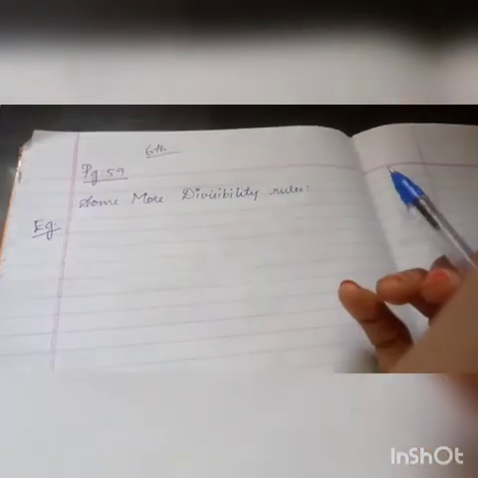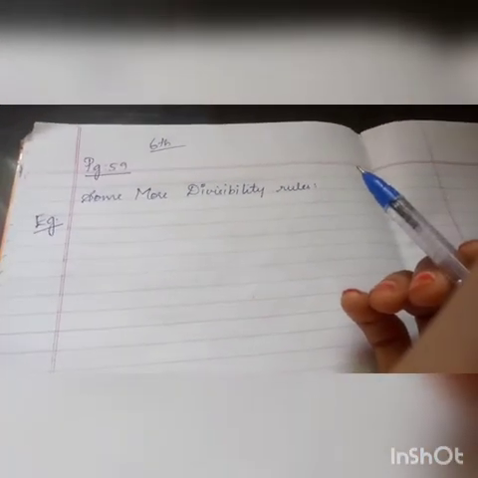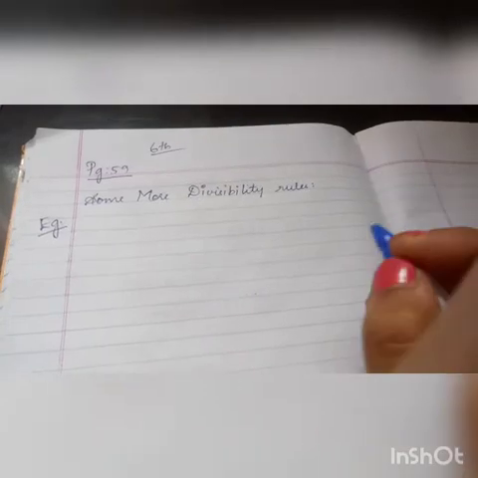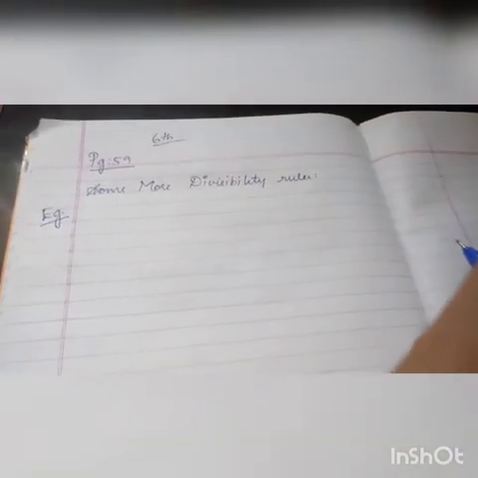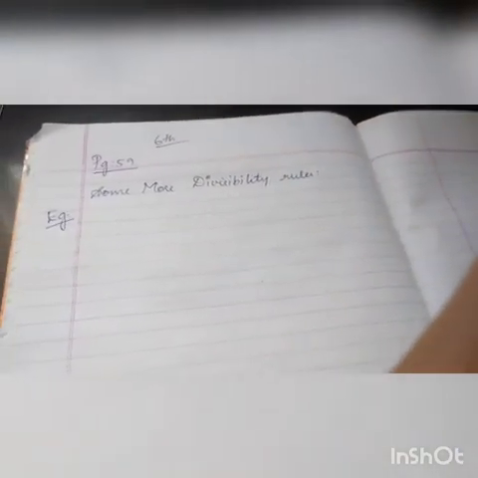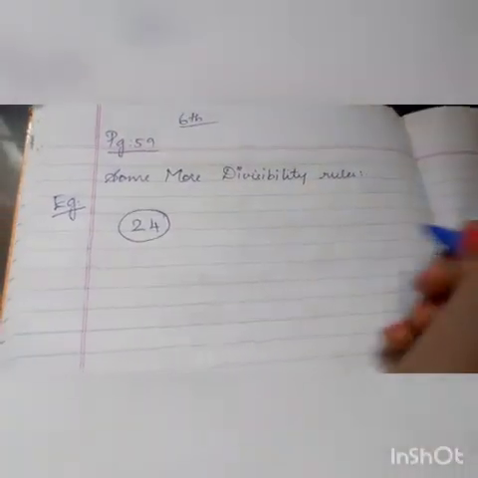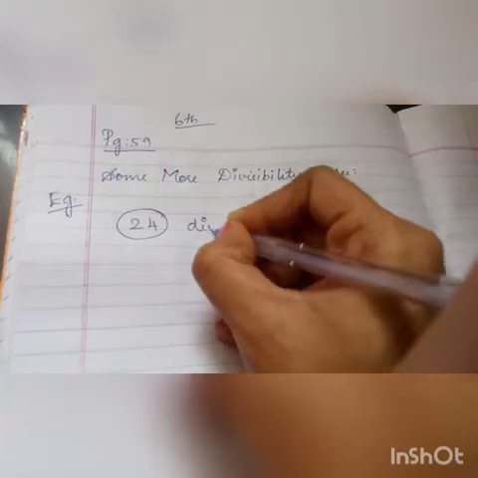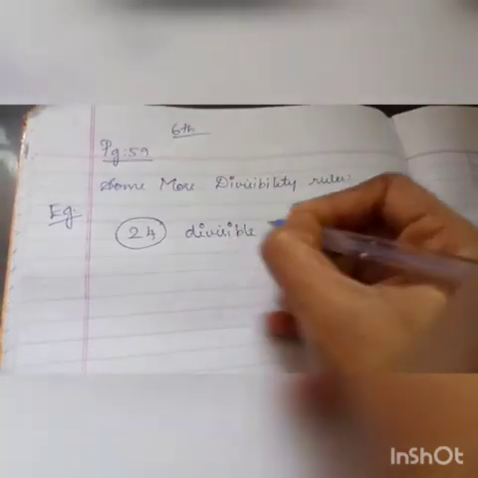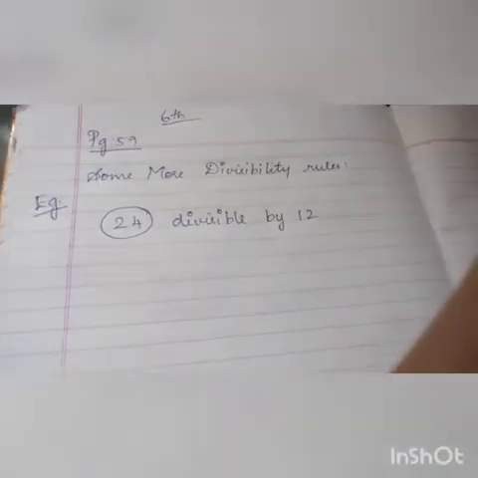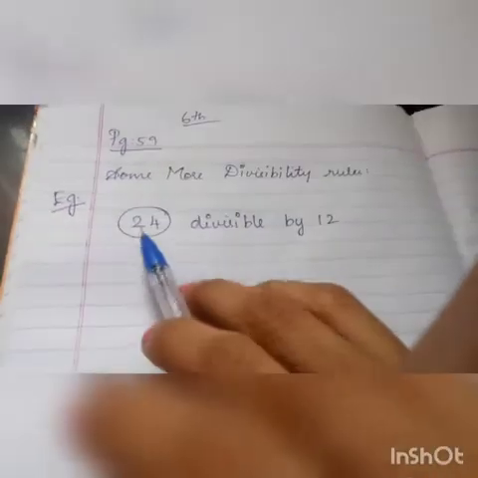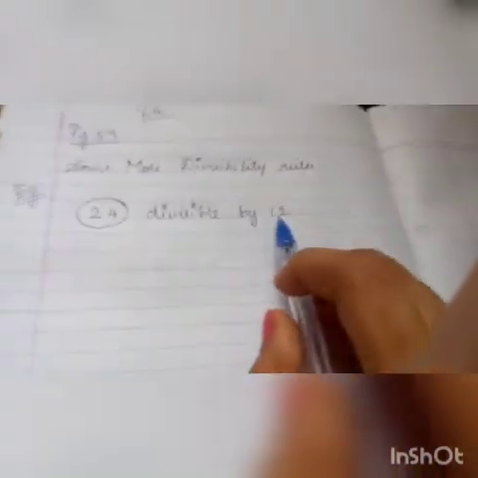Now I am going to explain rule number 1 using an example. What is rule number 1? If a number is divisible by another number, then it is divisible by its factors also. Now I will give you an example. Number 24. Actually the number 24 is divisible by 12, right? Yes, 24 is divisible by 12.